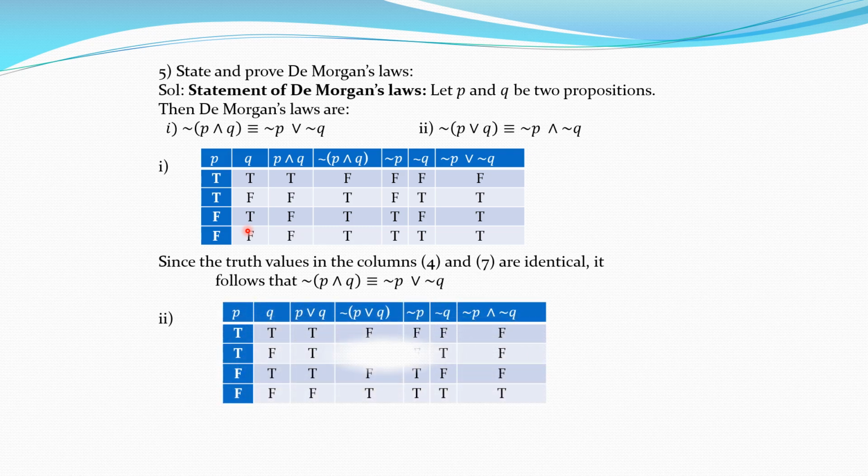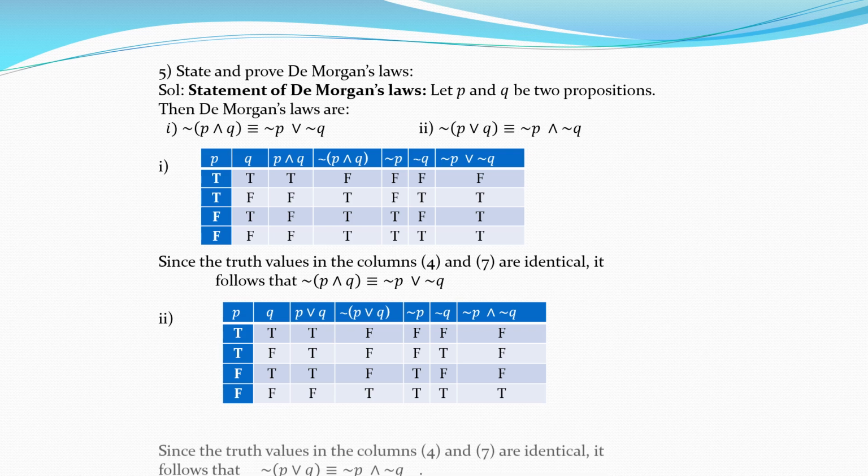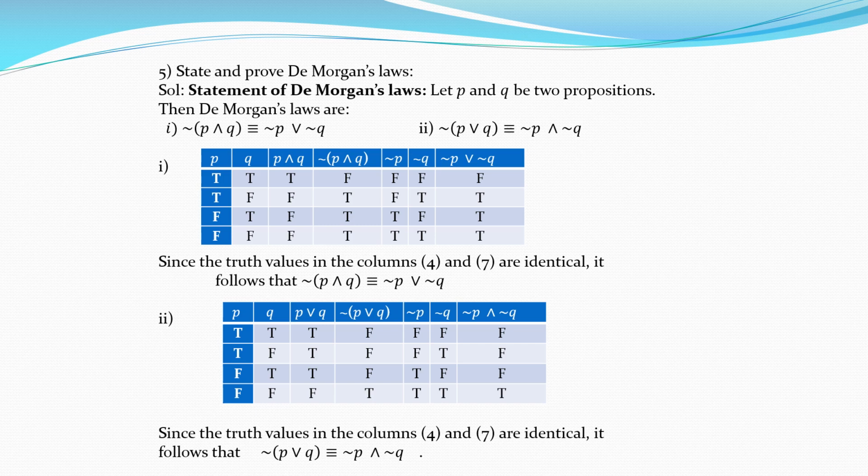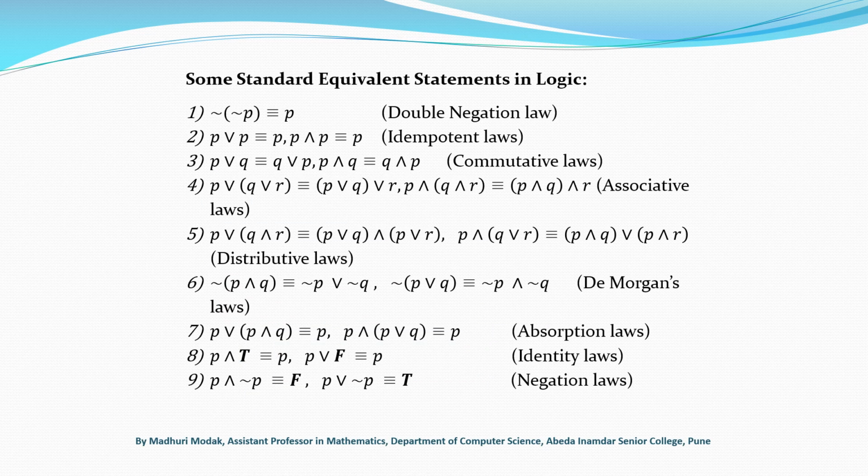Now similar to first law, this is the table for negation of (P or Q) and negation P and negation Q. So one column is for negation (P or Q) and one column for negation P and negation Q, and these two columns are identical. So negation of (P or Q) is logically equivalent to negation P and negation Q. So these are De Morgan's laws, which are very important in logic.